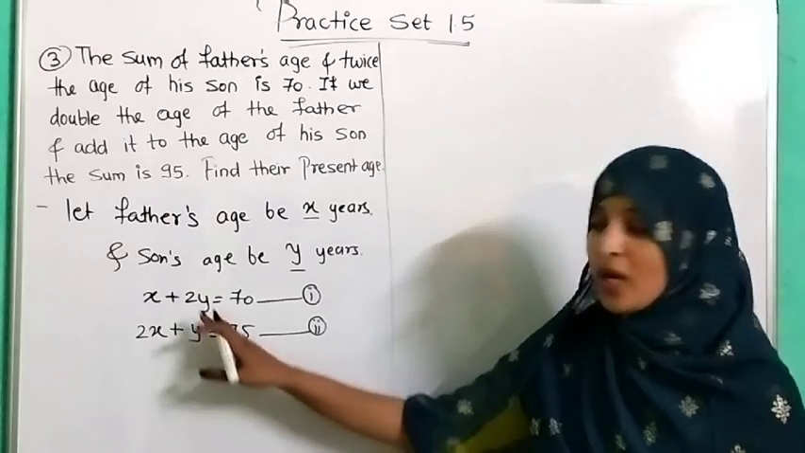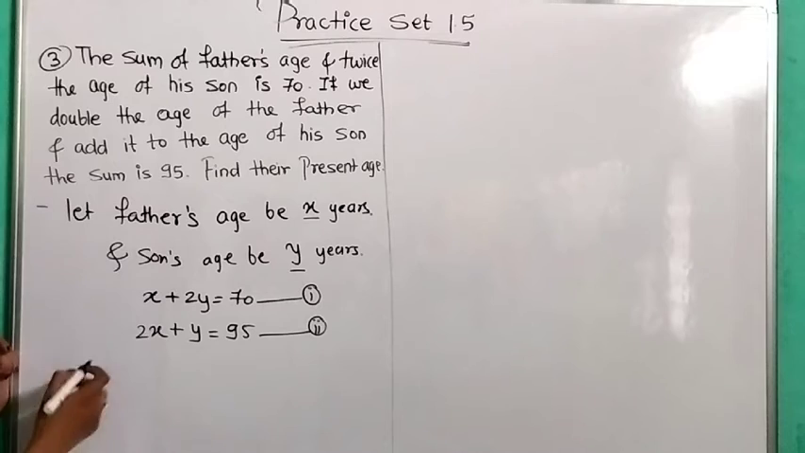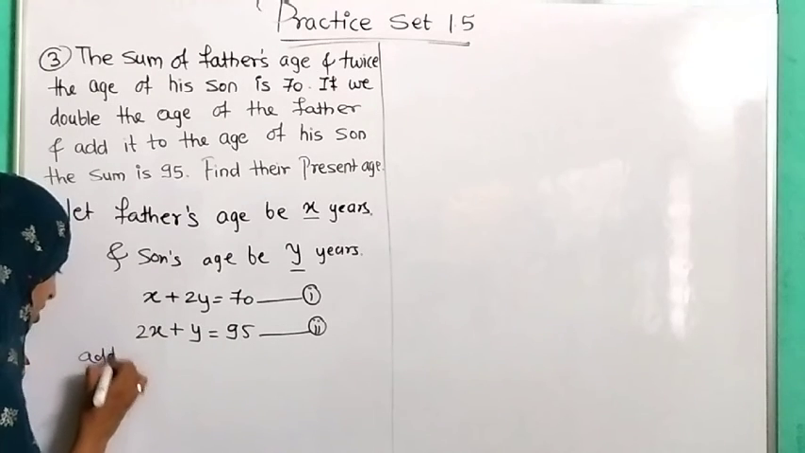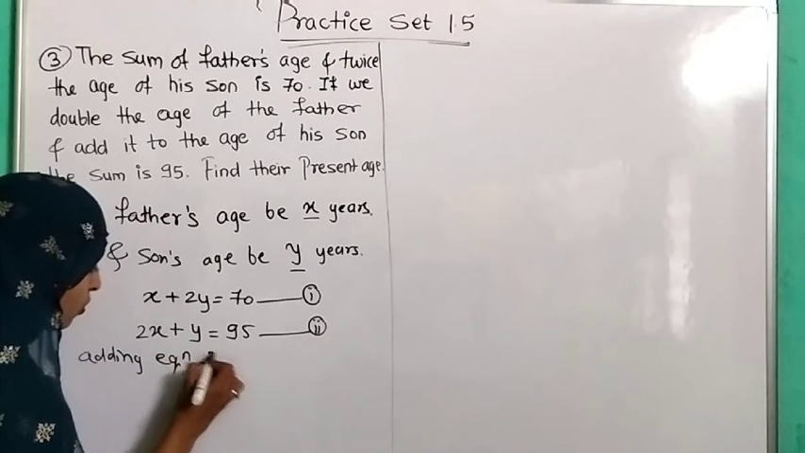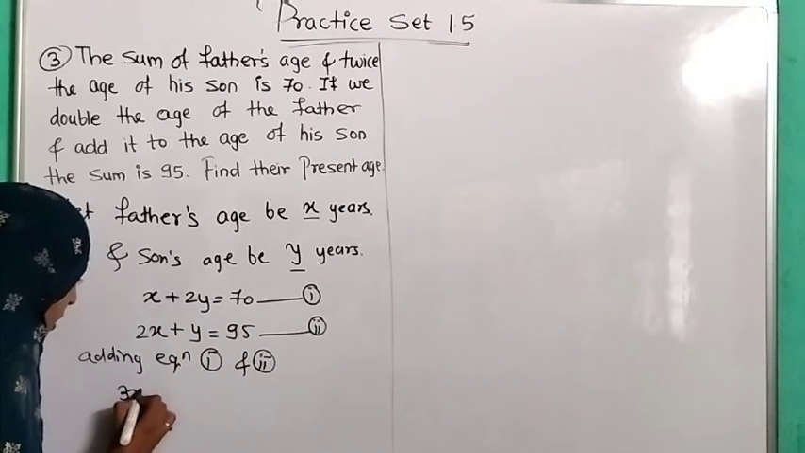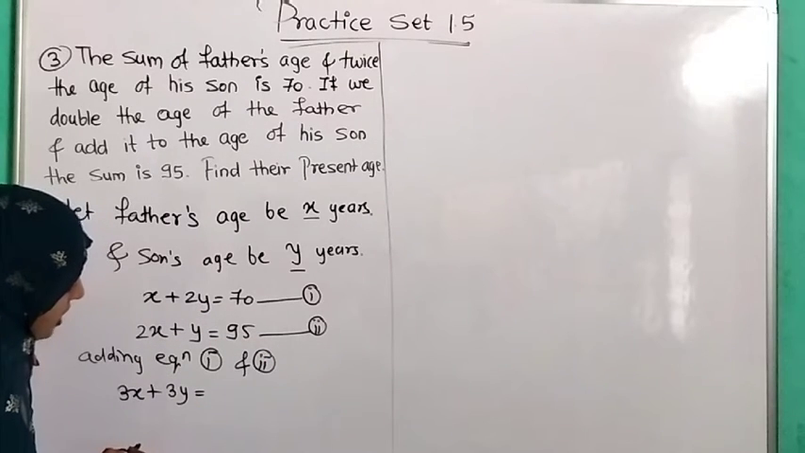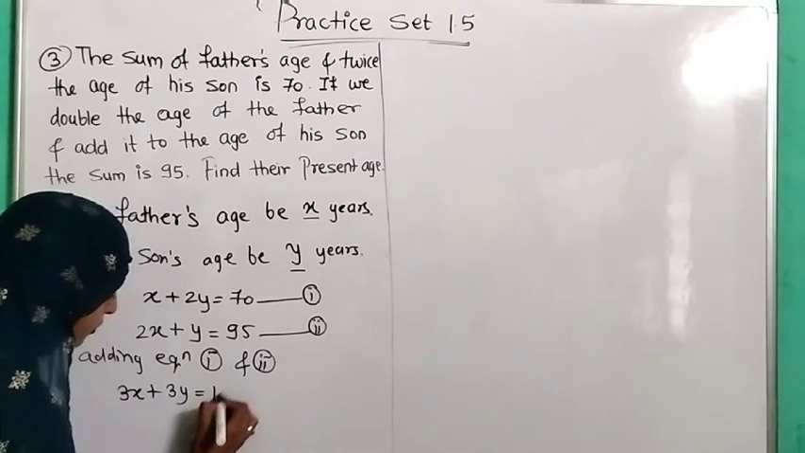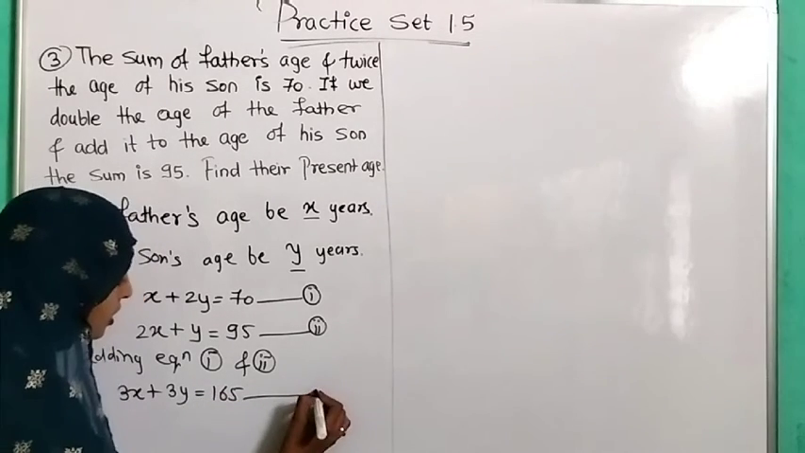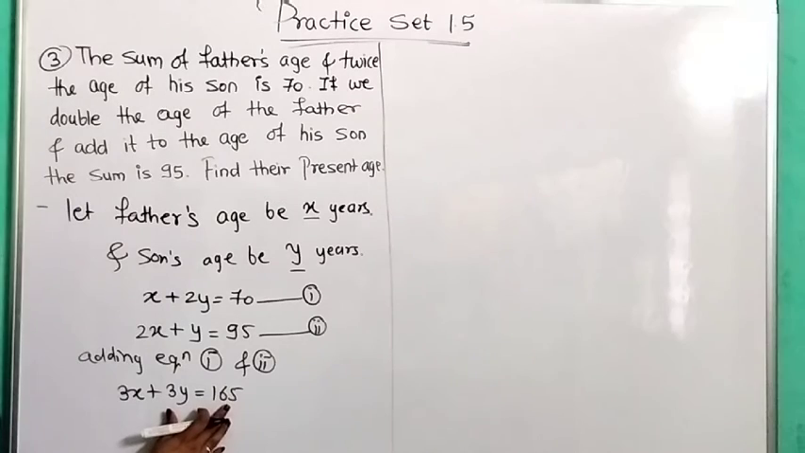So our first step is adding both the equations, and then we are going to get a new equation. So adding equations 1 and 2: x plus 2x, 3x, plus 2y plus 1y, 3y, is equals to 70 plus 95, 165. This is equation number 3. But we can simplify it by dividing by 3. We can divide 3x, 3y, and 165 by 3.